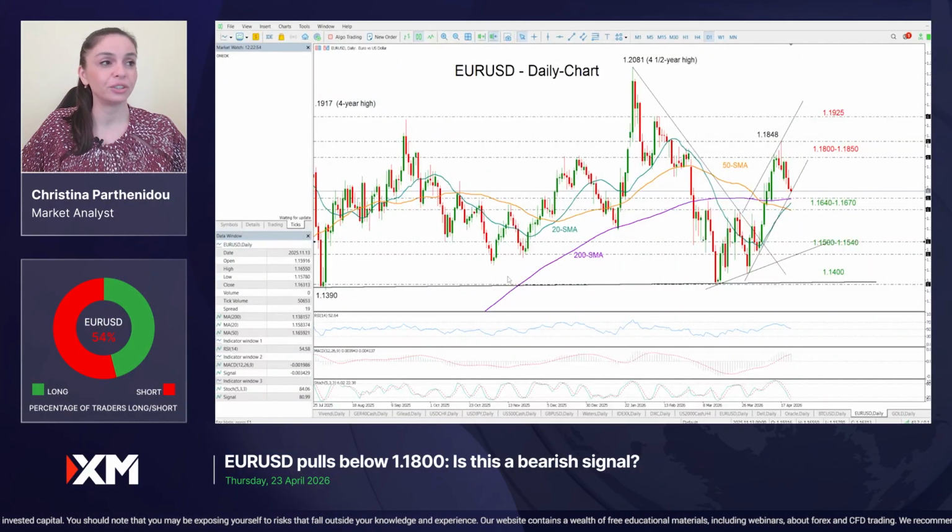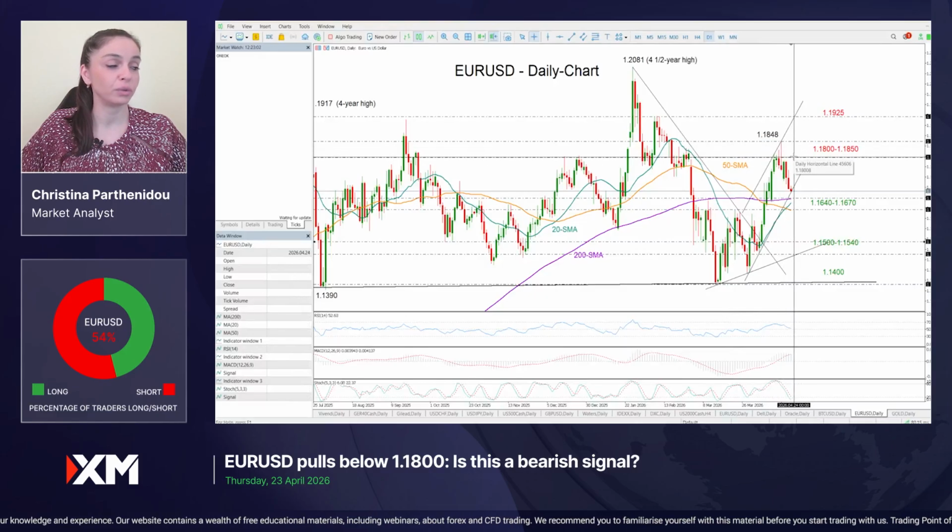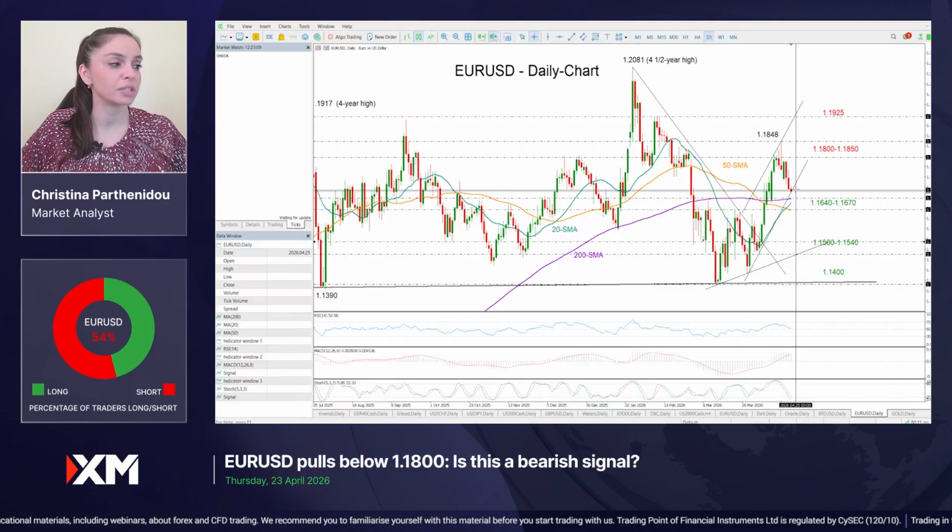And looking first at euro dollar, we can see that we already got a rejection within the 1.18 and 1.1850. The price failed to successfully overcome the 1.18 psychological mark, and since then, it has been trending to the downside. But the key question here is whether this is indeed an actual bearish trend reversal. Well, actually, at the moment, the technical picture cannot confirm this case.